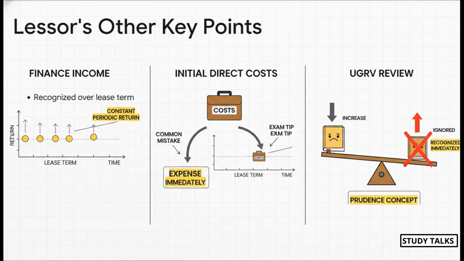All right, just a few quick-fire theory points you need to know for the lessor. That UFI we calculated, you don't book it all at once. You recognize it in your P&L over the lease term to show a constant rate of return. What about costs like commissions or legal fees? You can either expense them right away or spread them out. And here's a crucial one on UGRV. If you think its value has dropped, you have to account for that loss immediately. But if you think it's gone up, you ignore it. That's the principle of prudence in action.